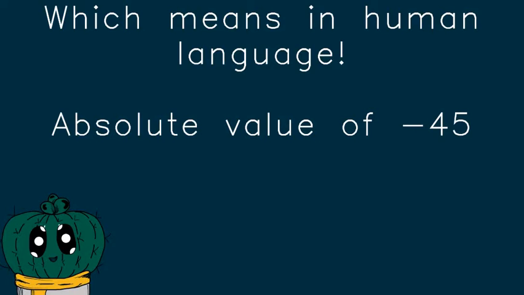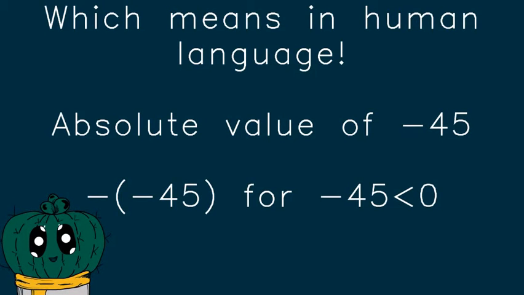So let's try to find the absolute value of negative 45. Now negative 45 is less than 0, right? So we said that the absolute value is going to be negative a for a less than 0. That is exactly what we're doing here. We put a, which is negative 45, into the box, and we put a negative on the back side, right? So what do you get at the end?